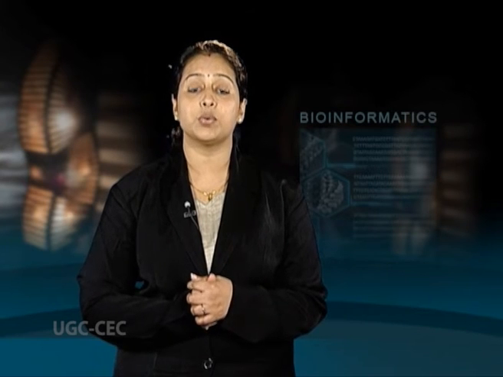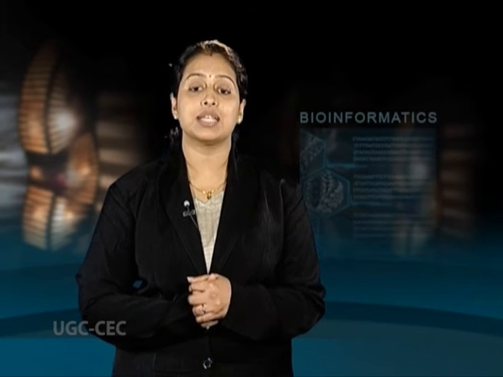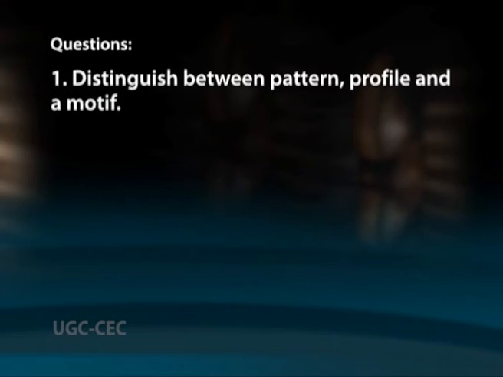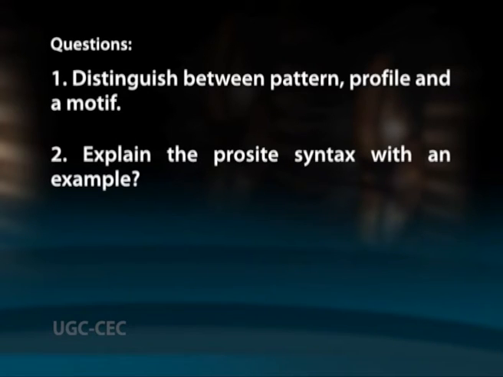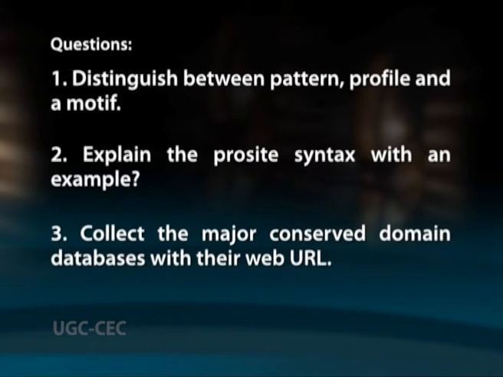So, we have seen in detail the concept of sequence patterns, profiles or motifs. We have seen the uses of motifs and their importance in genome annotation in the post-genomic era, and also an attempt has been made to cover the various types of pattern recognition and representation and major databases of conserved domains. This session will be soon followed by a practical session in detail. But before moving to the practical session, please try to answer the following questions. Distinguish between pattern, profile and a motif. Second one, explain the PROSITE syntax with an example. Collect the major conserved domain databases with their web URLs.